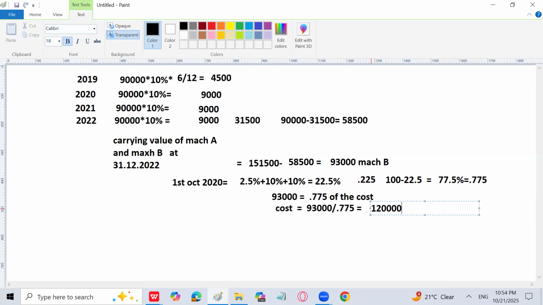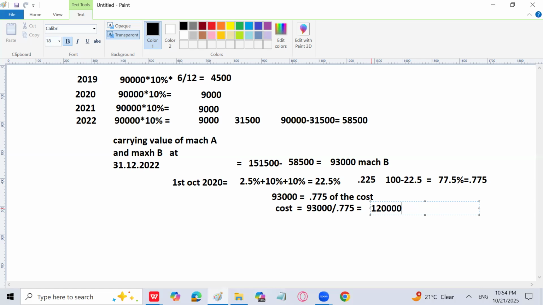But machine B has been purchased on 1st October 2020. So it has been depreciated under the straight line method. Obviously, in 2021, 10% depreciation was charged, and in 2022 also 10% depreciation was charged. That is very simple. But in 2020, on a month-to-month basis, the depreciation should be charged for only 3 over 12, 1 quarter. And 1 quarter is basically 2.5%, 0.025. So 0.025 plus 0.1 plus 0.1, you will get 0.225. 1 minus 0.225 is going to be 0.775.